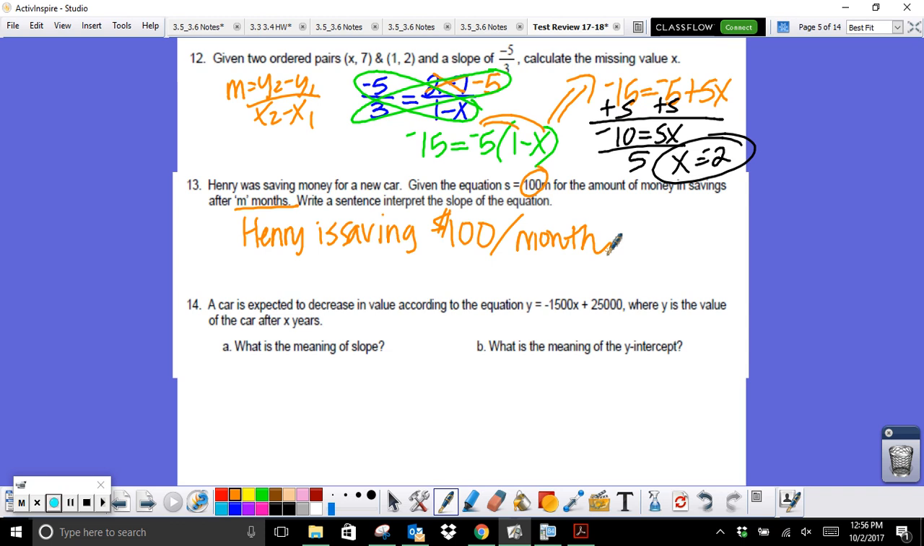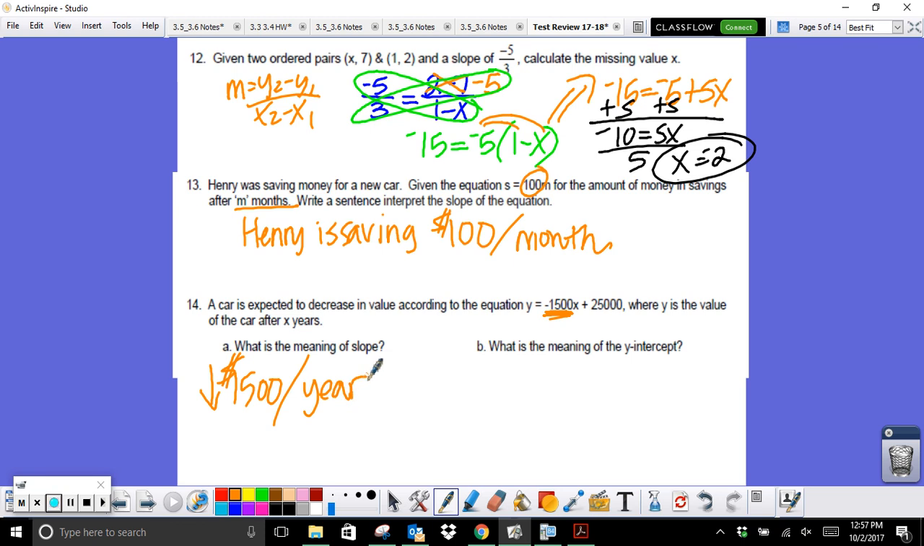14, a car is expected to decrease in value according to that equation, where y is the value of the car after x years. What is the meaning of this slope? So my slope's -1,500. So this is saying it's going to decrease, so it's going to go down $1,500 in value every, what are we talking about, years? Every year. So down $1,500 a year.